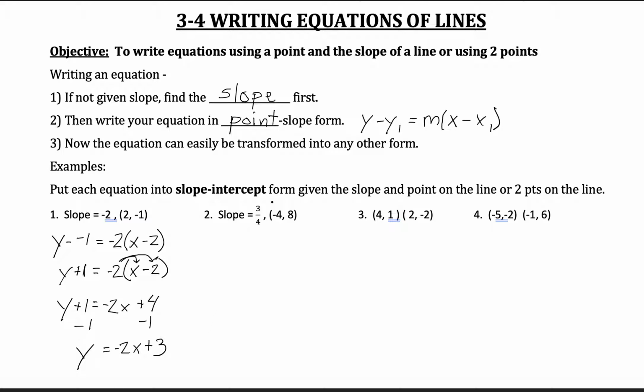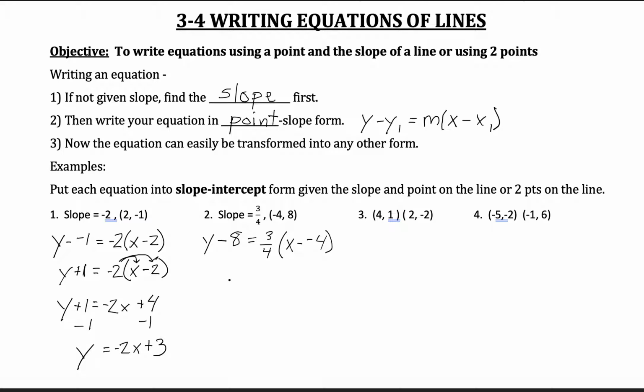Looking at example 2, again, we're given our slope and we're given a point. So if you'd like to pause the video and go ahead and give this example a try on your own, now would be the time to do so. So writing this into point-slope form, we would have y minus our y1, which is 8, equals our slope, which is 3/4, parentheses x minus x1, which is negative 4.